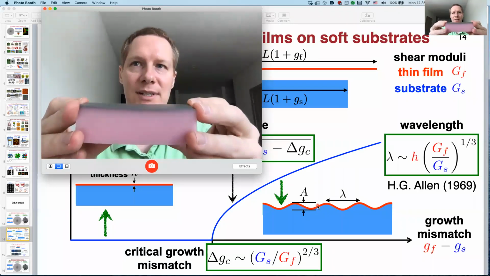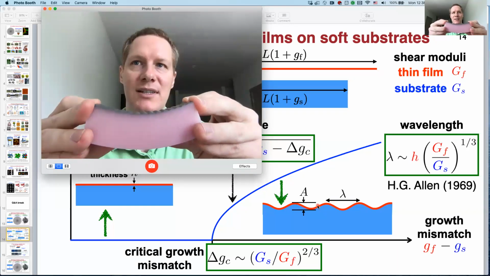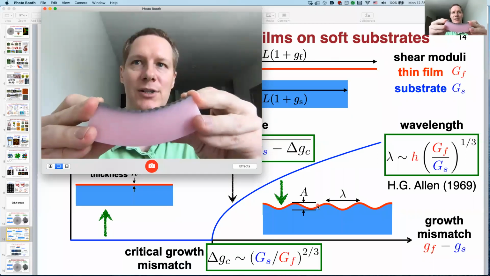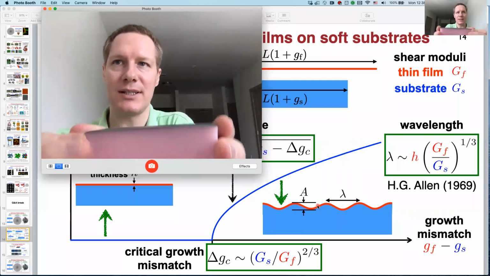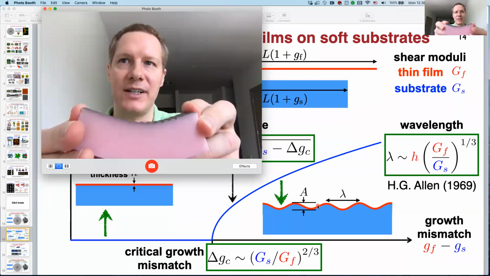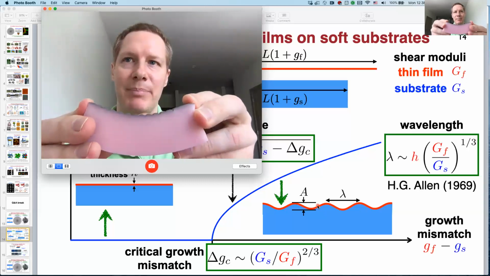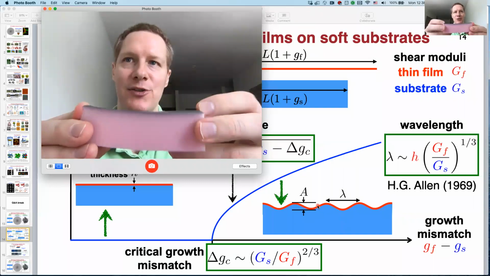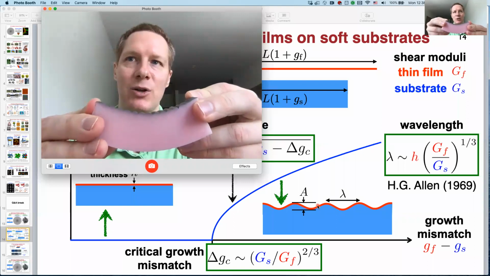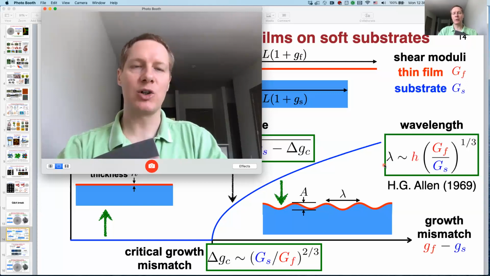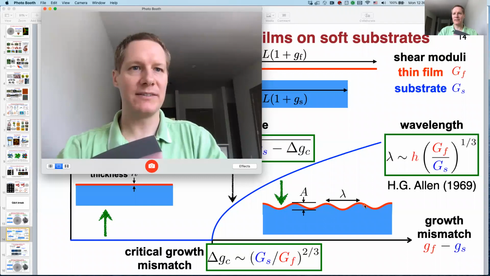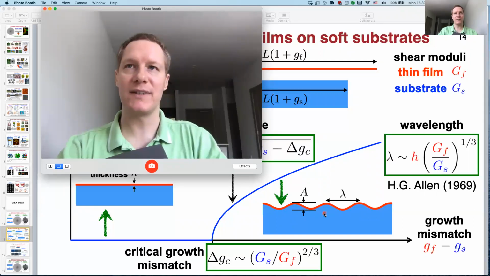And if you look from the side view, you see that once the wrinkles form, the film is going up and down, right? So you're seeing that the film is going up and down, but the pink substrate is also getting deformed. It's getting stretched up and then compressed down. So basically what sets this wavelength is a competition between the bending of the film and the stretching of the substrate.